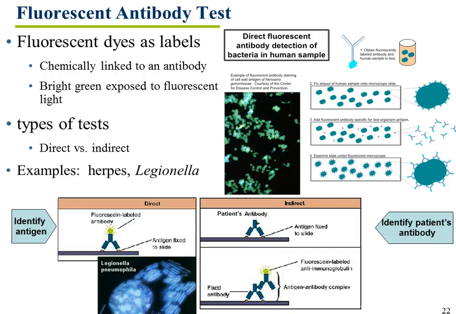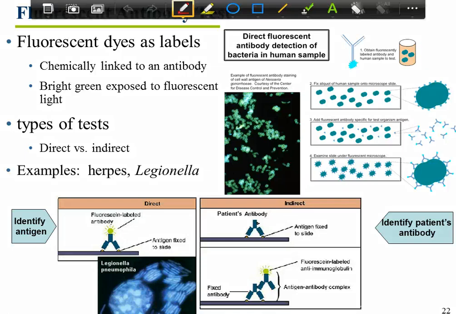and so if you look at the direct picture on the left, where it says identify antigen, right here, you see that the fluorescein dye has been labeled onto an antibody. You add it on a slide where the antigen has already been added. Again, you don't know if this is the particular antigen to this antibody. Again, you're trying to find out if the antigen is present.